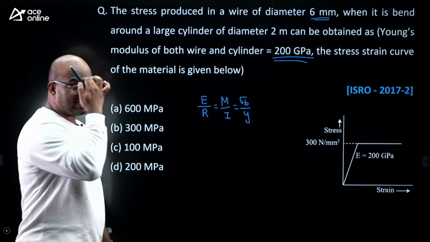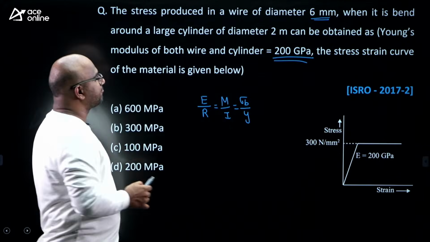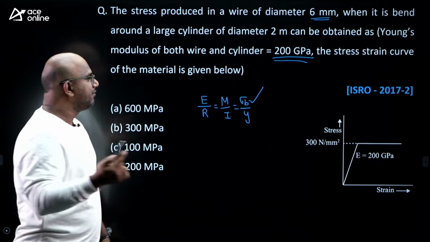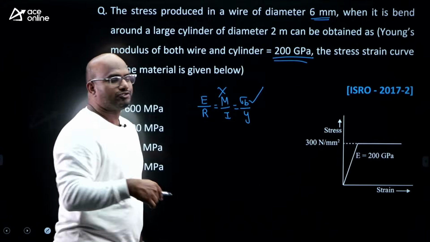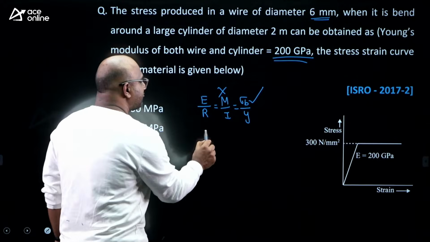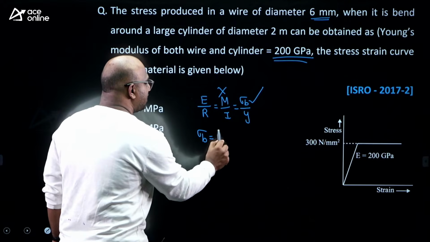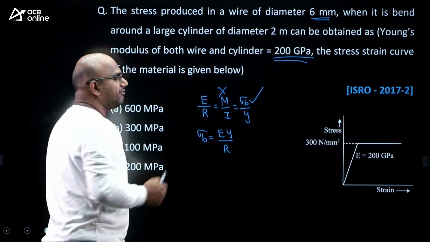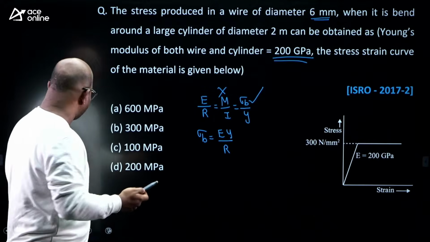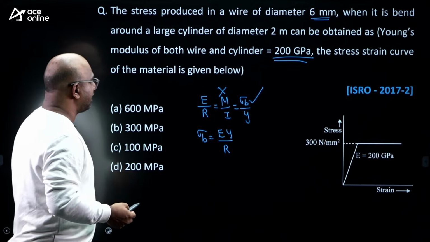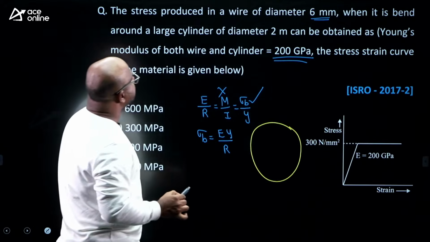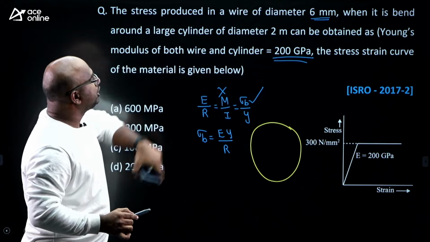From this formula, he is asking what exactly the stress produced is, so bending stress. But has he given the bending moment? No. So from where do I have to do it? From this formula itself, sigma B equal to how much? Ey by r. But what is meant by y? What is meant by r? You should be very careful, guys. Here it is bent around a rod. What is the large cylinder of diameter 2 meters?